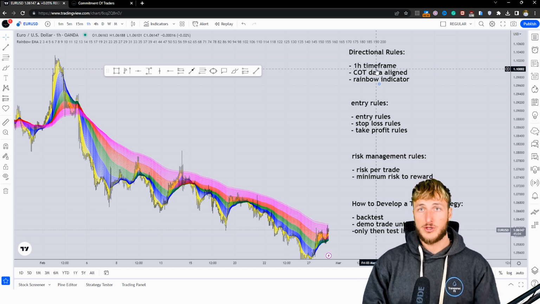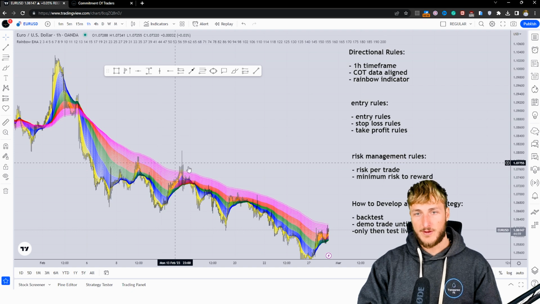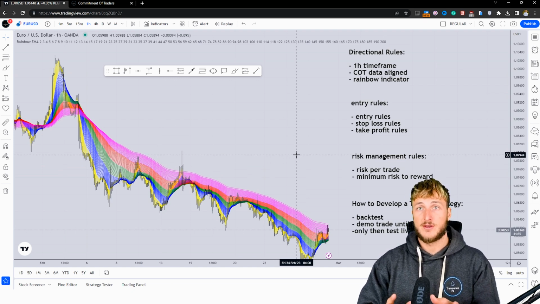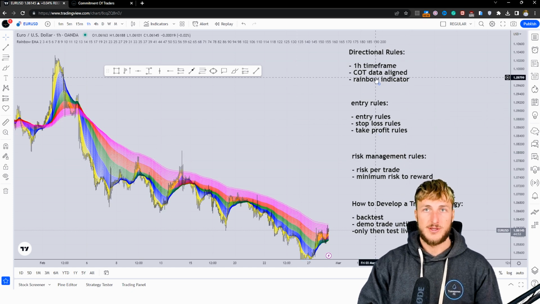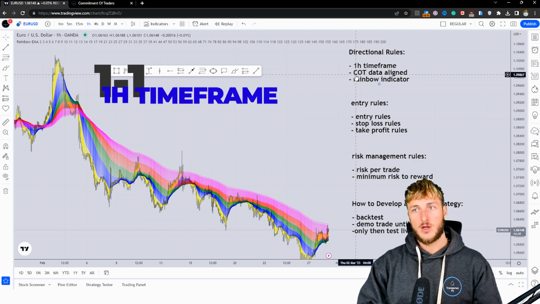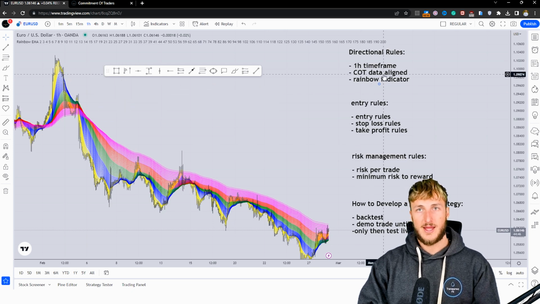Now, we have to put all these rules together. What do I mean by this? We have to define what classifies as a valid direction by using these three criteria. So we are in the 1 hour time frame. We want to see where the COT data is indicating.